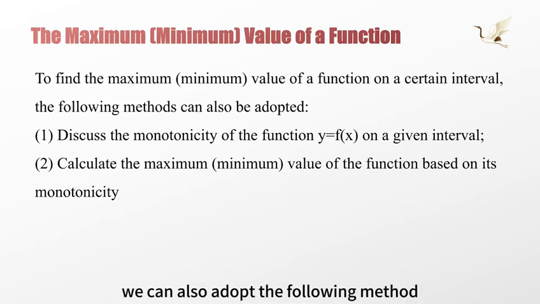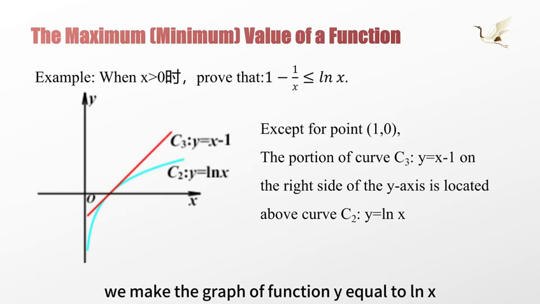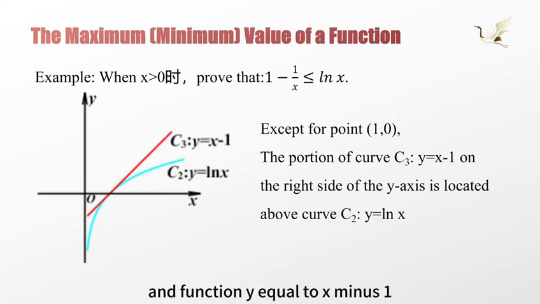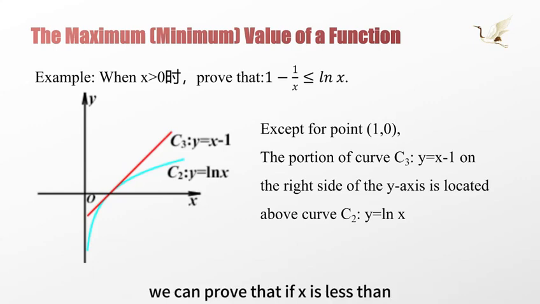We can also adopt the following method. The first step is to discuss the monotonicity of the function y equal to f(x) on a given interval. The second step is to determine the maximum and minimum values of the function based on its monotonicity. We make the graph of the function y equal to ln x and the function y equal to x minus 1. It can be observed that on the right side of the y-axis, except for the point (1, 0), curve C3, y equal to x minus 1, is located above curve C2, y equal to ln x. Therefore, we can speculate that when x is greater than 0, we can prove that ln x is less than or equal to x minus 1.